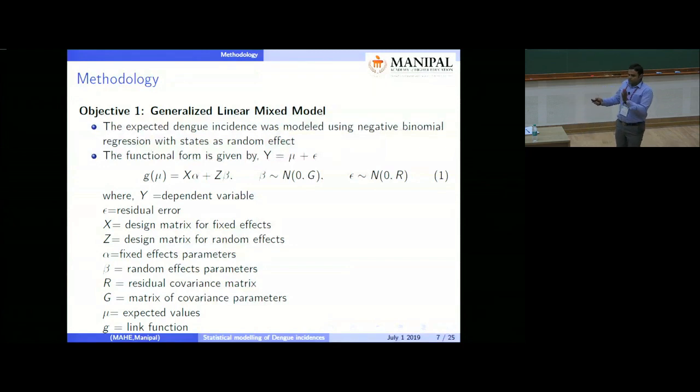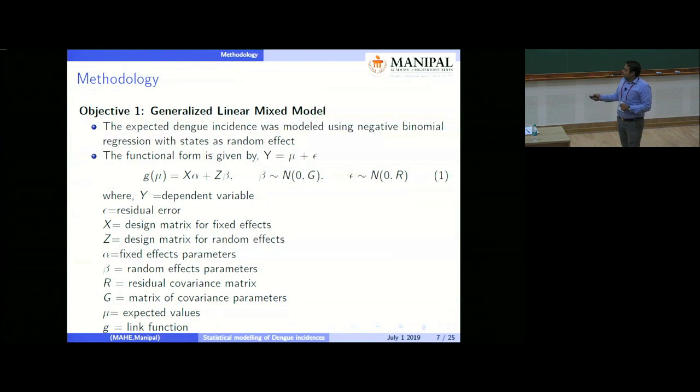Mixed, because we designated the climatic variables as fixed effects and the states as a random effect. We designated states as a random effect because we can't consider that the climatic conditions will be uniform throughout the states of India. So our approach is a generalized linear mixed model, with states as random effect and the climatic variables as fixed effect.